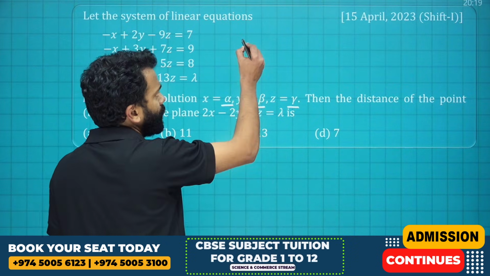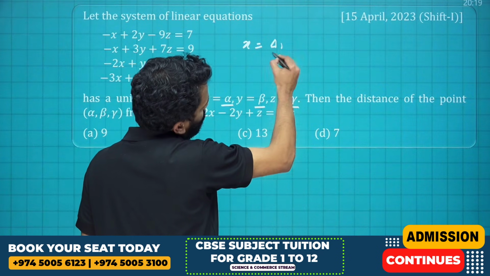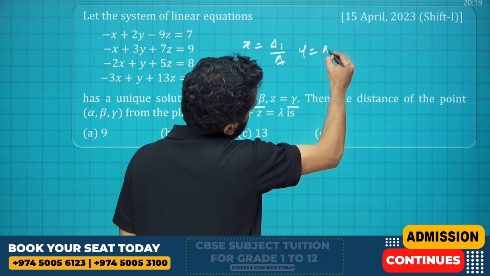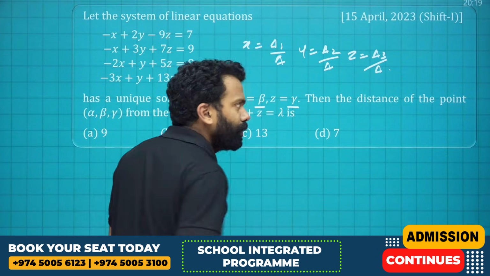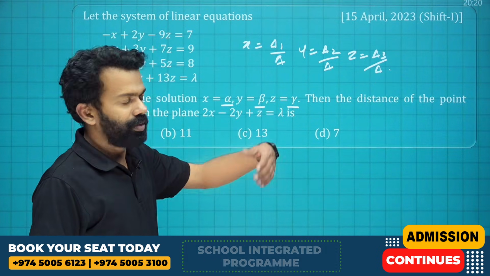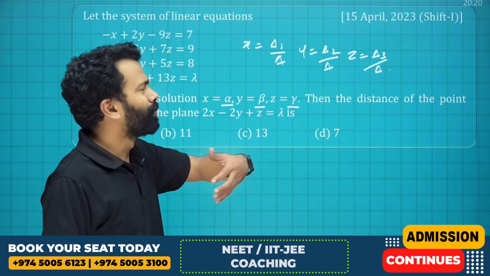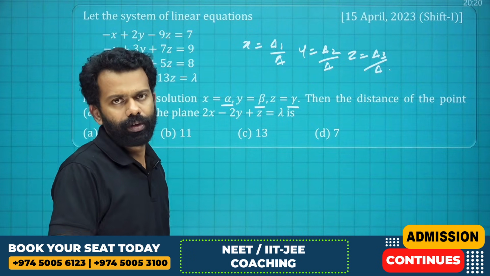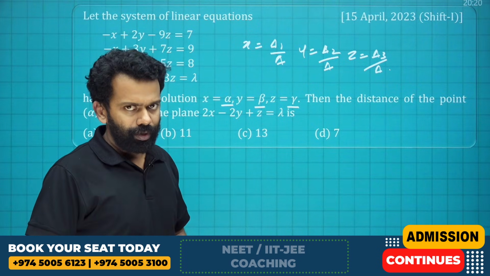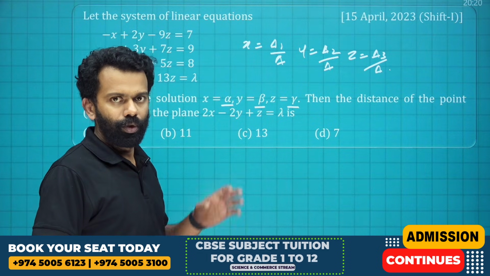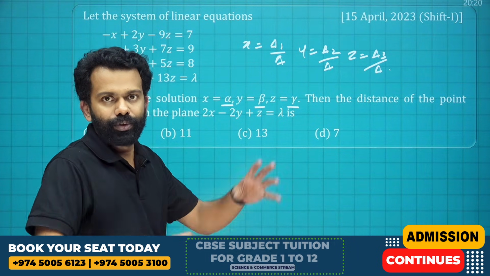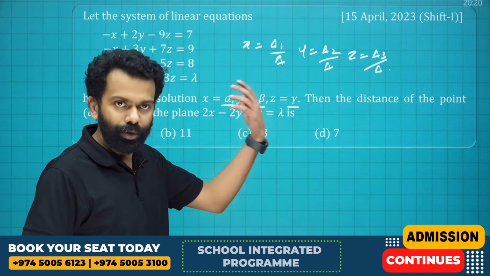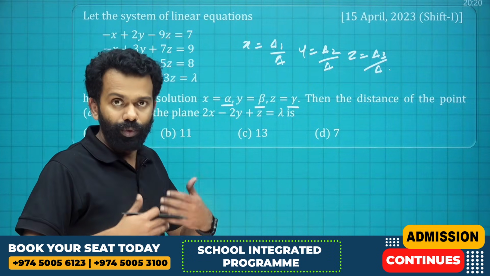Is it possible to use this equation? x = delta 1 by delta, y = delta 2 by delta, z = delta 3 by delta. Obviously, you can use this to find the values of x, y and z, but it will consume more time, maybe more than 5 minutes. So instead of that, we are going to do the vintage method, the old method of solving this. If someone doesn't know Cramer's rule, there will be a method of solving this one, right? We are going to do that method, that is easier.